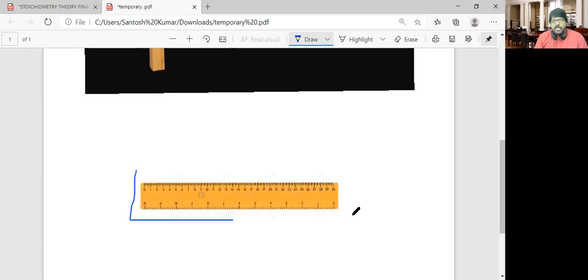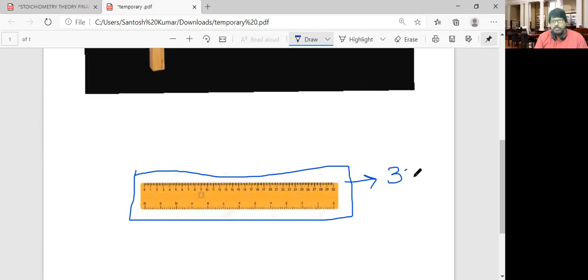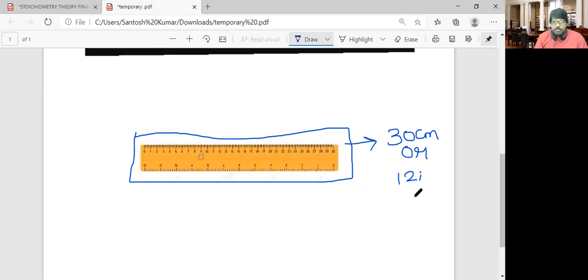Here this standard scale is exactly 30.48 centimeters, but approximately let me take 30 centimeters. Instead of saying 30.48 centimeters every time, let me say this is 30 centimeters. Instead of 30 centimeters, you can say 12 inches. Or instead of that, we can also say this is 1 foot.